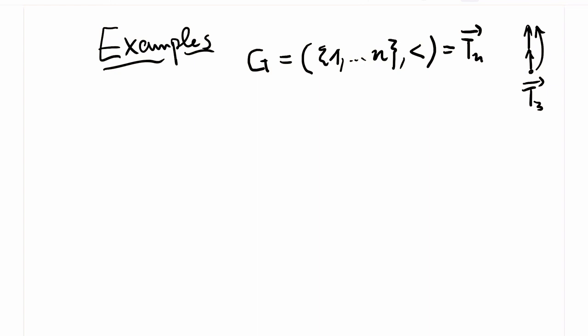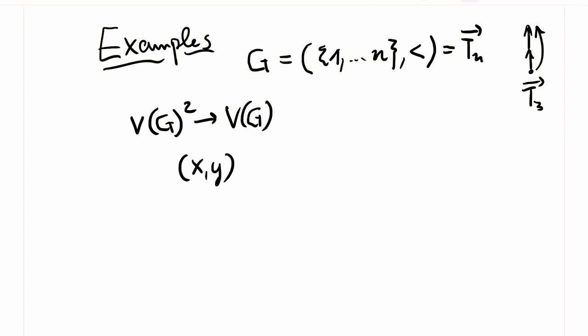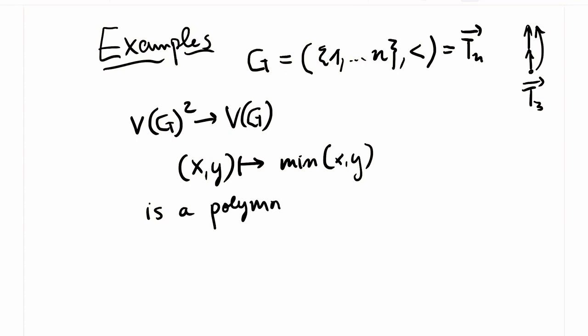All right, this graph has the following interesting polymorphism. It's a map from the vertices of G squared to the vertices of G. So it has arity 2, k equals 2, and it maps a pair x, y to the minimum of x and y. Now, why is this a polymorphism? In this situation, one can see it as follows. If you increase the arguments of the minimum, the function value will only increase.